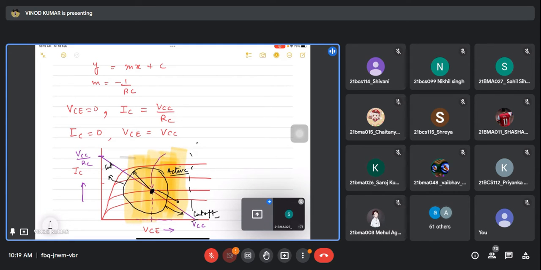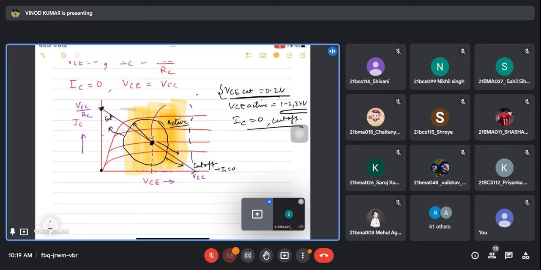So when IC is 0, it is cutoff. And when VCE is 0, that is saturation. So VCE saturation, if you know, is 0.2 volts. VCE in the active region can be 1, 2, 3, 4 volts, depending upon VCC. So that is the difference. IC 0 means cutoff. I hope you understand this.